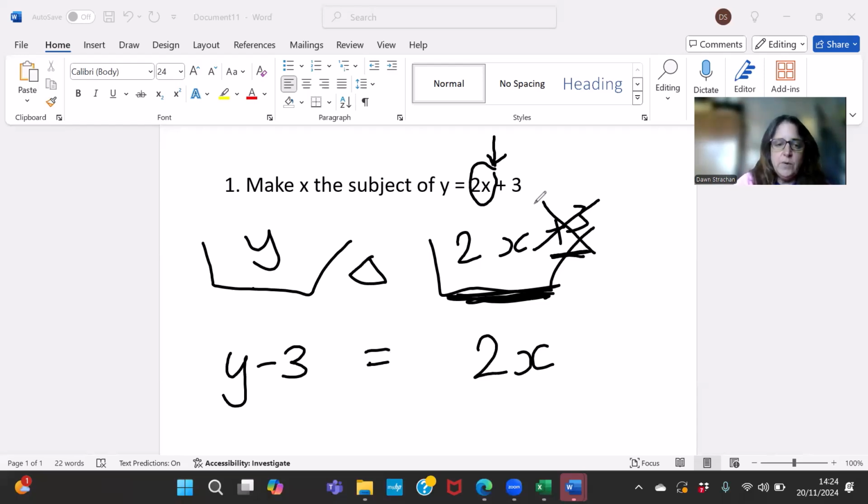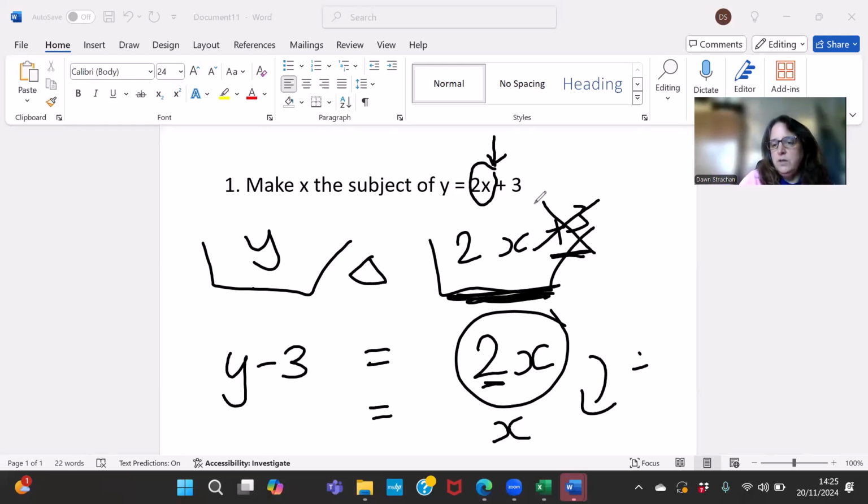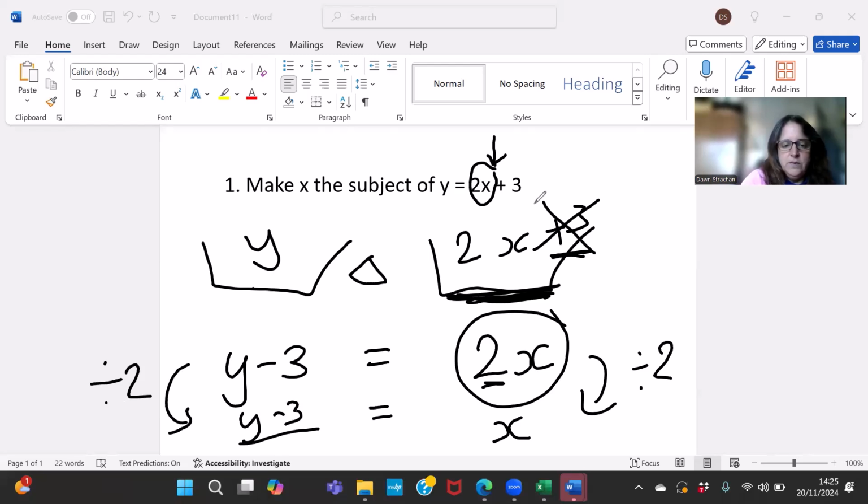So that's now left me with y minus 3 equals 2x, which is fine, but I've still got 2x's on this side and I only need 1. So what I need to do now is divide this side by 2, because that will eliminate the times by 2. So that will leave me with just the x on this side. But once again, I've made the other side heavier. So in order to keep them balanced, because I've divided this side by 2, I need to divide this side by 2 as well. So that will leave me (y minus 3) divided by 2.